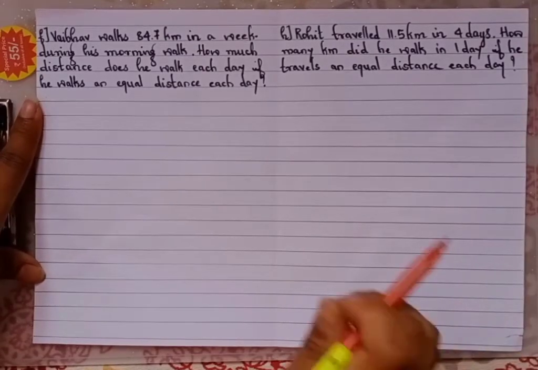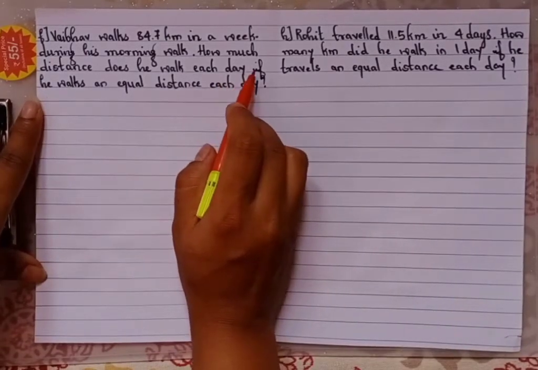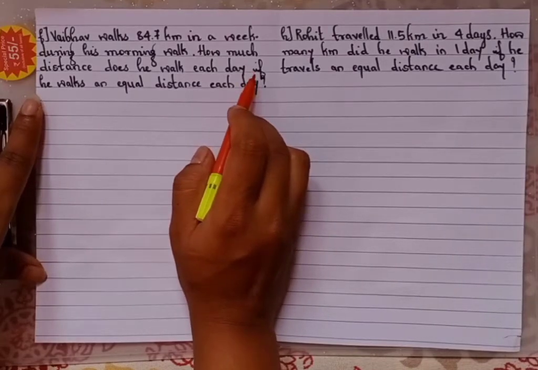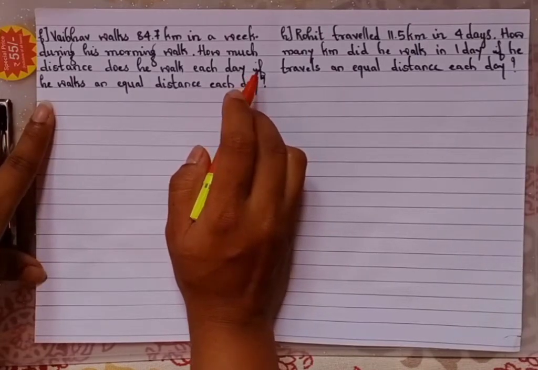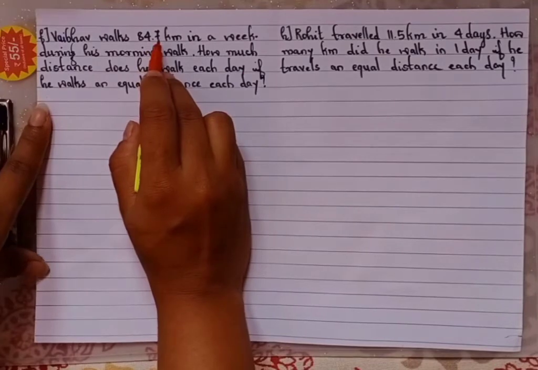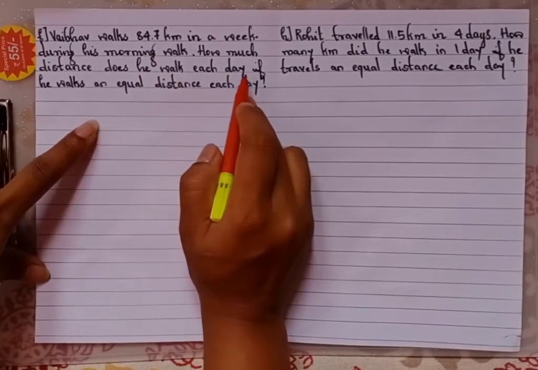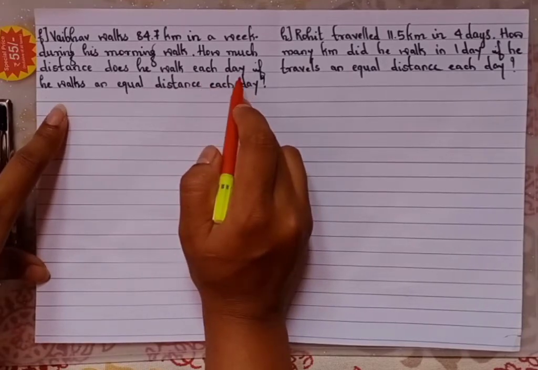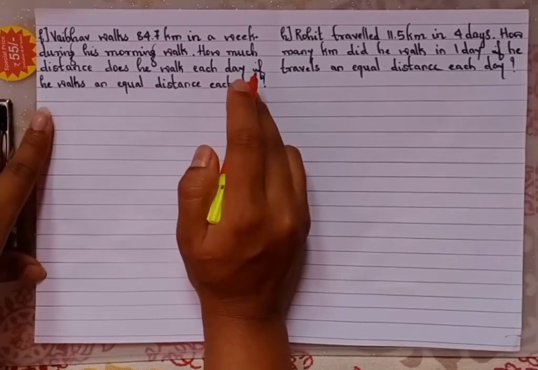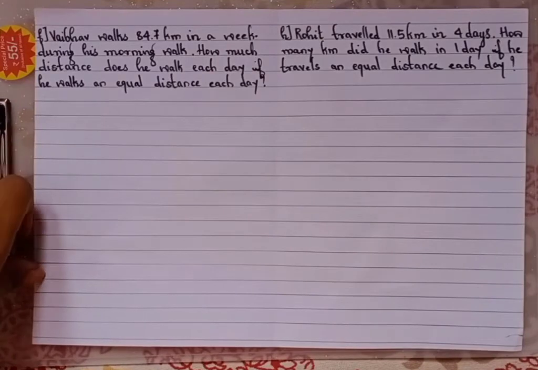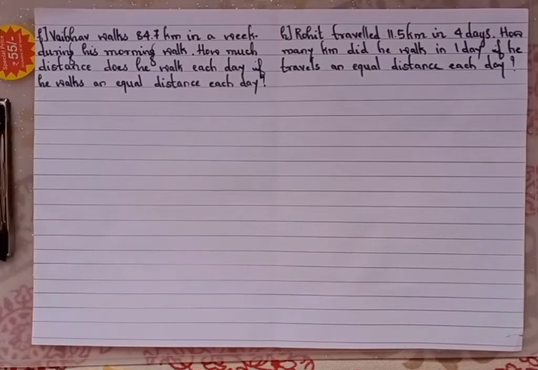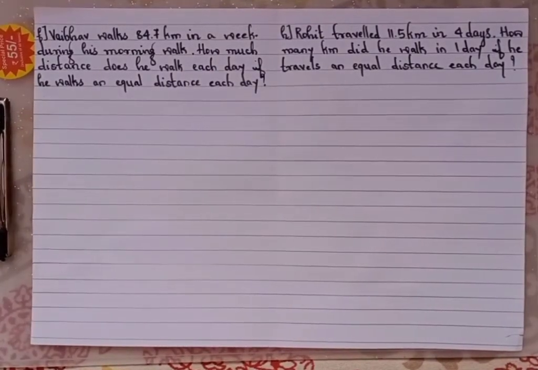They have asked how much distance he covers each day, isn't it? So to do that, we have to divide this distance by 7. Finding the cost per item can be done by dividing. And what is division? Division is nothing but distributing things into equal groups, isn't it? So let's write the statements.